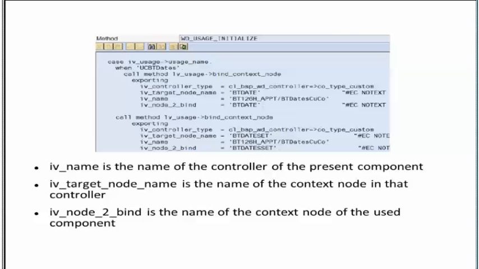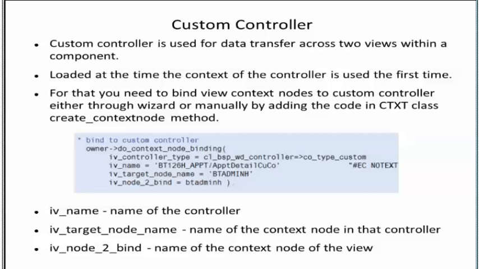So moving forward, this is the slide talking about the custom controller. Custom controller is basically used for data transfer across the views within the same component. Unlike the component controller, you can create any number of custom controllers. In a component, we can only have one component controller, whereas we can have n number of custom controllers. And as I had already mentioned, the component controller is automatically loaded when the component is loaded. That is the first controller which is loaded.